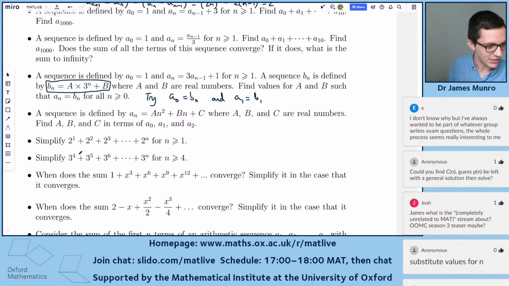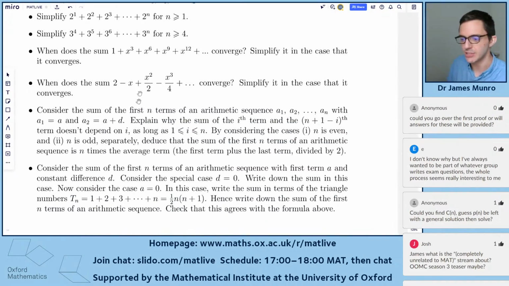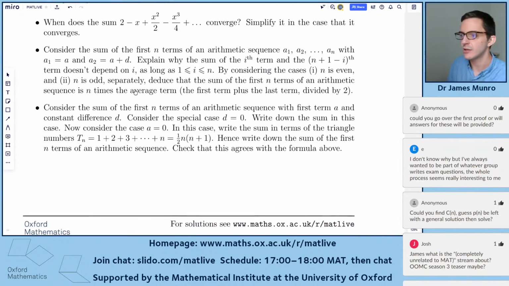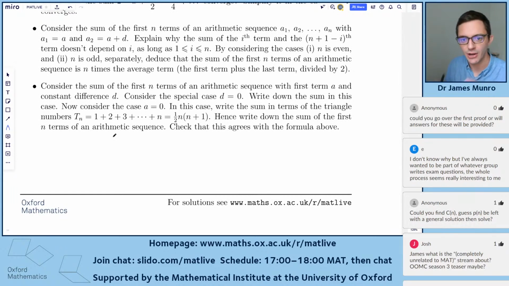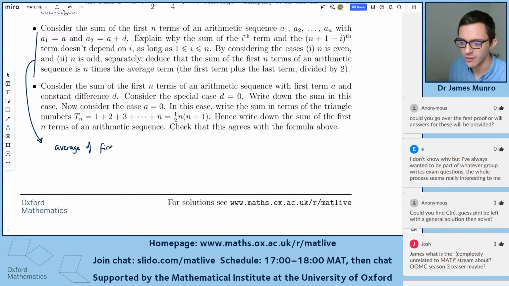Okay, right. Let's go over the first proof, and there is going to be an answer provided, but I'm interested in it. So there's this logic going around that the thing you need to remember for the arithmetic sequence is that it's sort of the average of the first and last term times the number of terms.